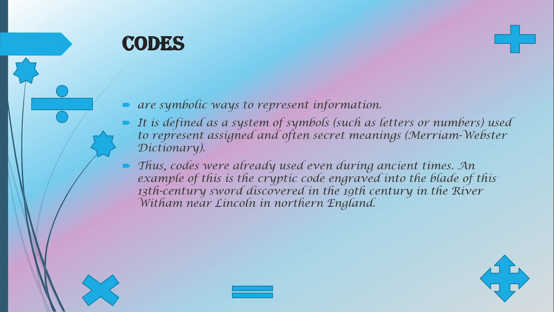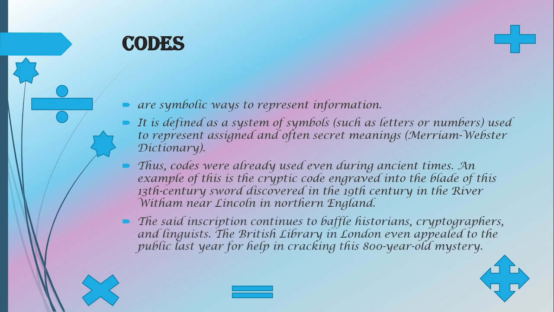An example of this is the cryptic code engraved into the blade of this 13th century sword discovered in the 19th century in the River Witham near Lincoln in northern England. The said inscription continues to baffle historians, cryptographers, and linguists. The British Library in London even appealed to the public last year for help in cracking this 800-year-old mystery.